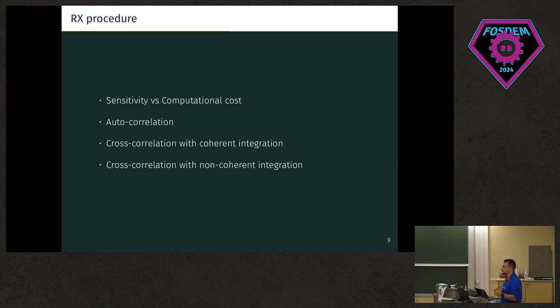So the idea is to use autocorrelation only to say, hey, probably a SIDLOC transmission is currently active, and then switch to cross-correlation with non-coherent integration to extract the frame type and whatever is needed in order to get the full frame, and then offline, if the SNR is not enough, switch to cross-correlation with coherent integration in order to get the whole frame.